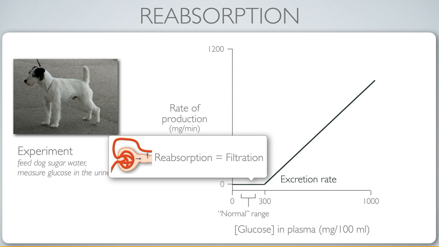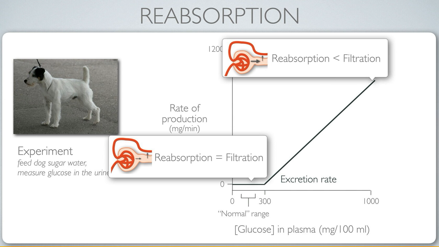So what's happening on the positive slope of this curve is that reabsorption is occurring at a lower rate than filtration. And what's left over is what appears in the urine, okay, this excretion rate. So excretion, if you'll remember, is the term we use for what is actually deposited into the urine. It's what is urinated out.